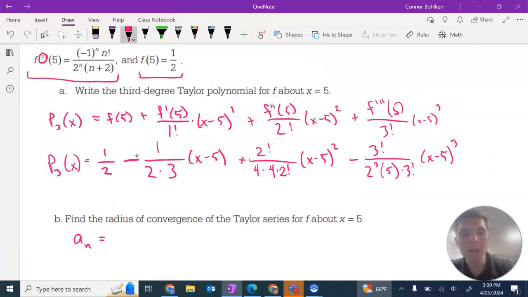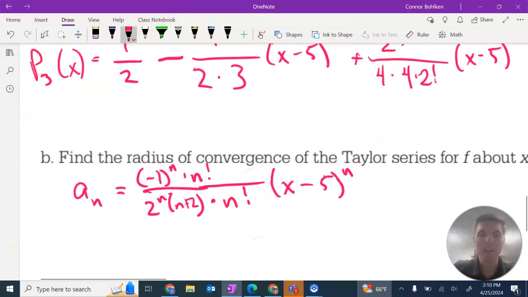I know the derivative part is negative 1 to the n times n factorial all over 2 to the n times n plus 2. There's the derivative portion. But then I also have to include this n factorial on the bottom as part of my Taylor polynomial formula. And then around x equals 5, so it's x minus 5 to the nth power.